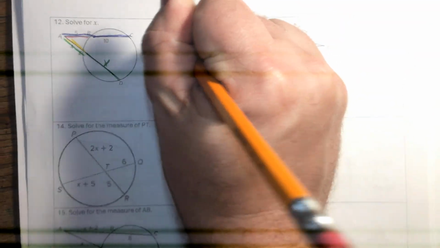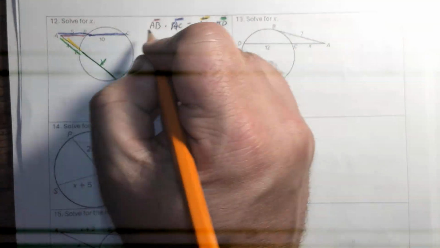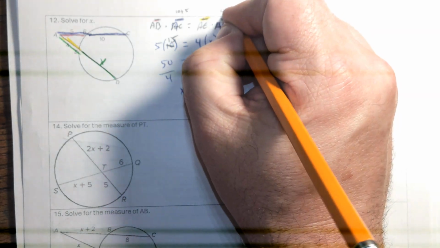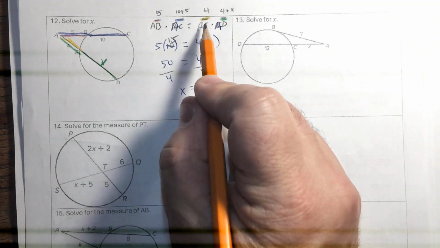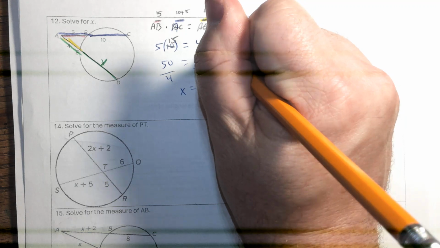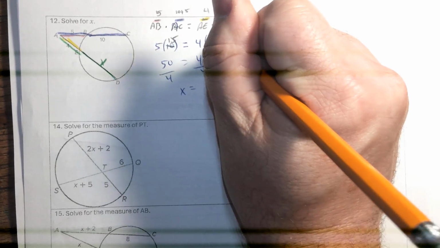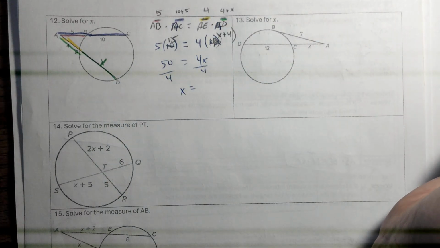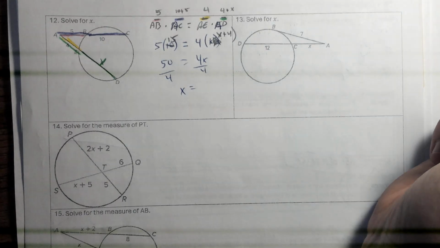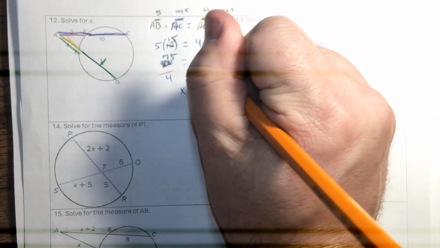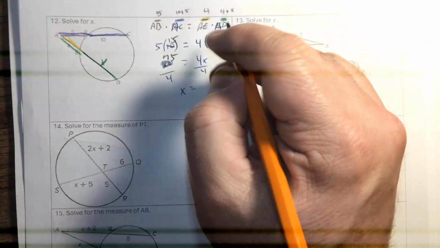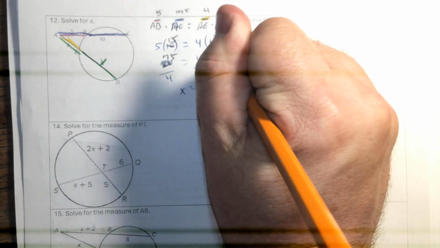So this is 15, because AC is, this is 10 plus 5, and this is going to be 4 plus x. This was 5, and this was 4. So 4 times 4 plus x, or x plus 4. We'll just say x plus 4. So 5 times 15 is 75. Over here, we're going to have 4 times x is 4x plus 4 times 4 is 16.